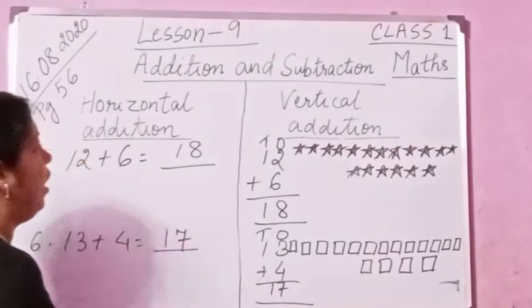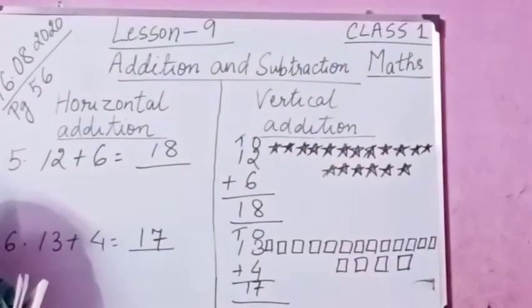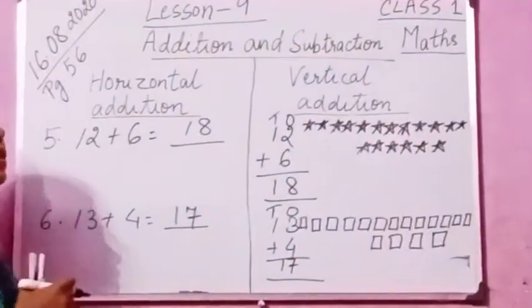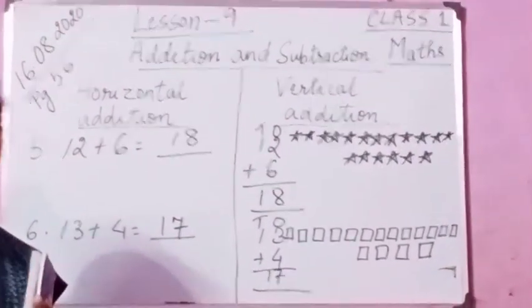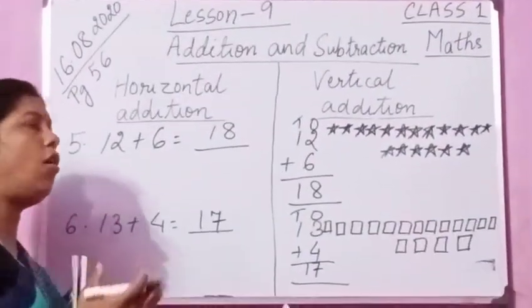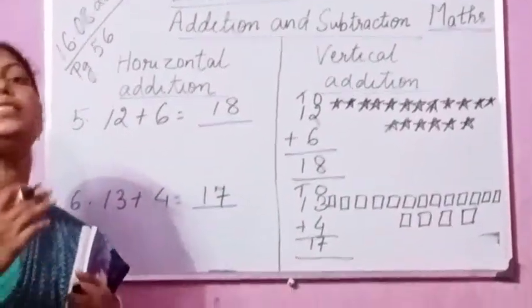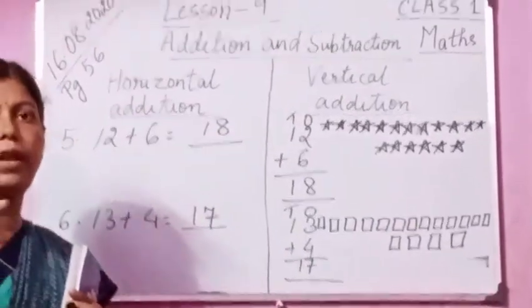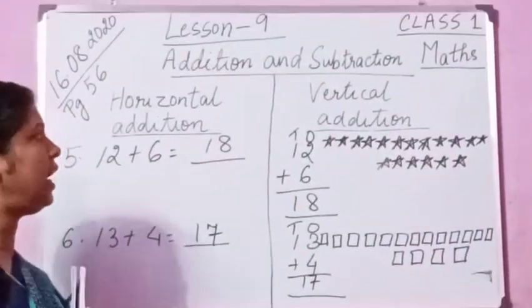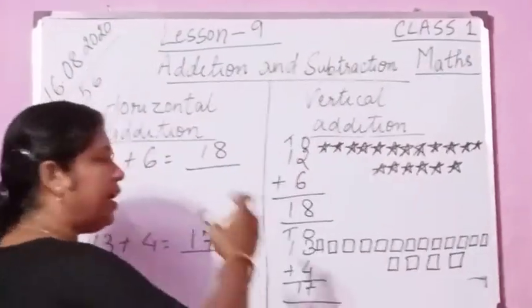So children, 6 sums you are doing here, 6 additions. Both you are doing in horizontal addition and vertical addition. You will see one thing that is common. The answer of both horizontal addition and vertical addition will be the same. Okay. In horizontal addition we are doing it in a straight way or in a flat way, you can say. In vertical addition we are doing it in an upright position, also known as erect position.